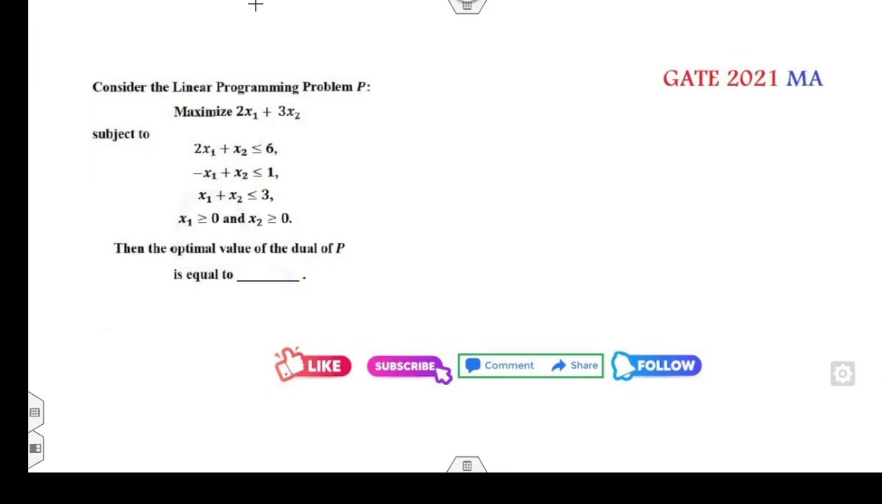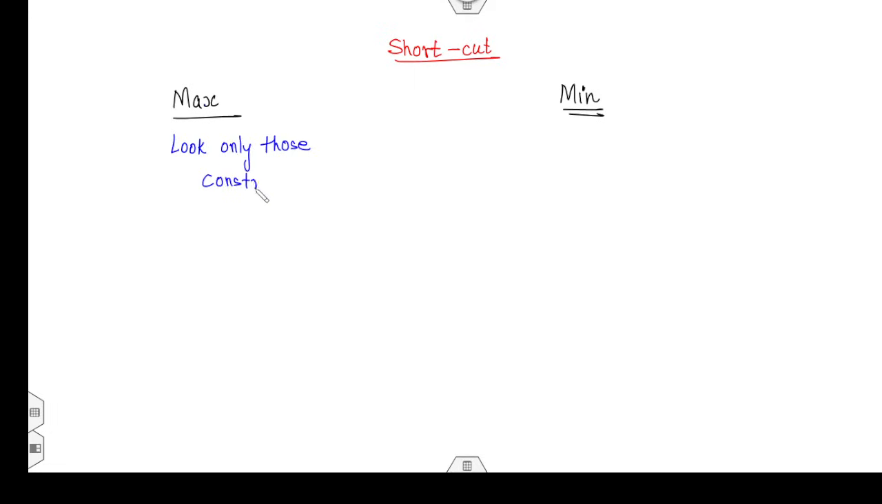So first of all, I will tell you a simple approach. What is my shortcut trick? Look at that. Whether your problem is maximization or minimization: once you have a maximization problem, you look only at those constraints which are of the less than form. And whenever you have minimization problems, you look only at those constraints which are of the greater than or equal to form.